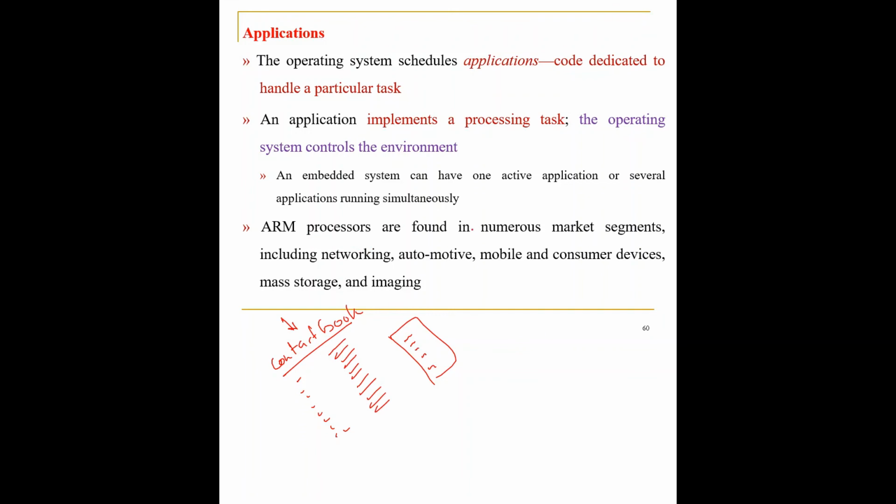ARM processors are found in numerous market segments including networking, automotive, mobile, consumer devices, mass storage and imaging. This says where you can find the applications of this particular ARM processor, or the embedded systems where ARM is used. ARM is used in almost all embedded systems, starting from automobiles. That is what I said. Starting from the very basic sensors that are used in the kitchen to the biggest of the real-time systems that are used in space networks. So this is regarding your embedded system software.